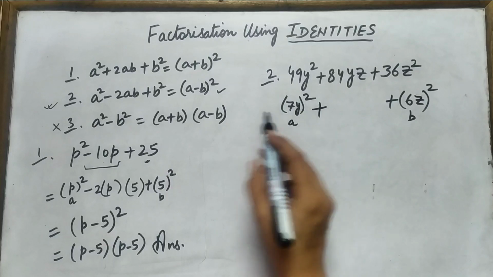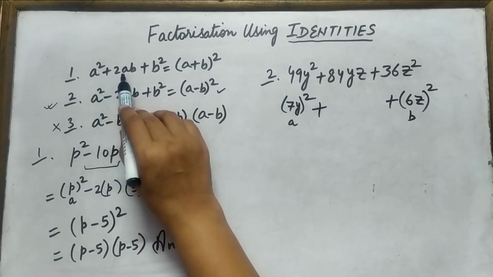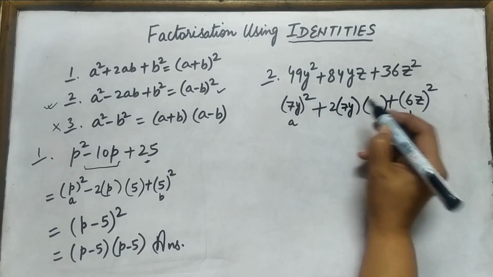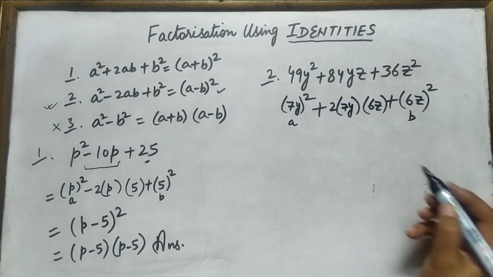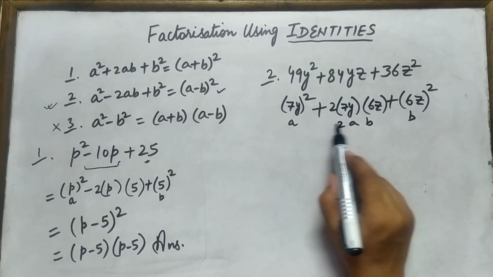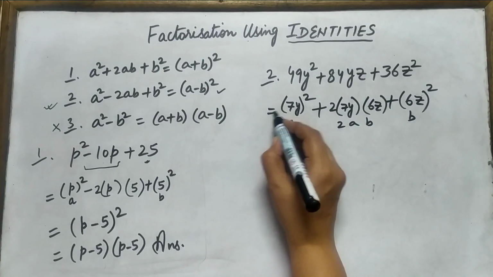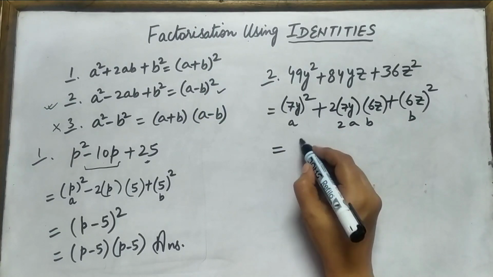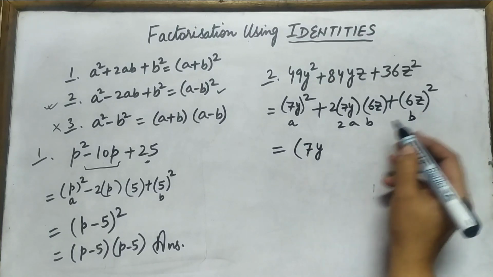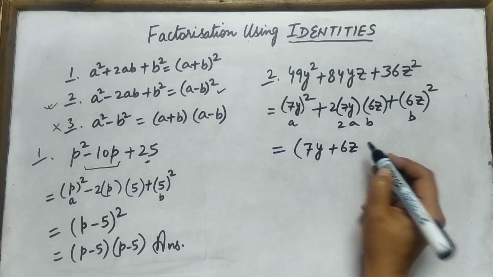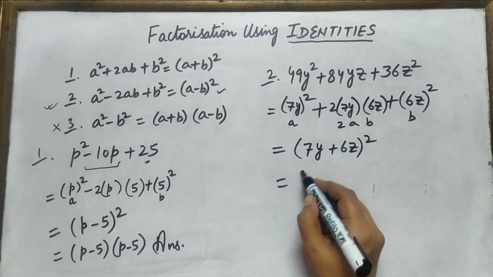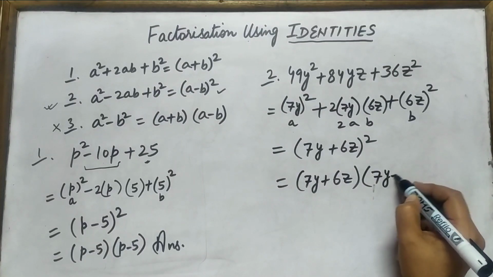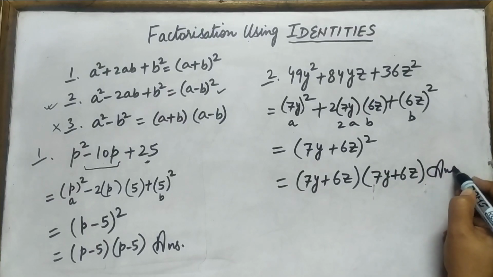The middle term is, according to identity, plus 2ab. 2ab. A is 7y. B is 6z. So we are having the formula a square plus 2ab plus b square. Therefore, the right hand side will be a plus b whole square. That is 7y is a and 6z is b, and whole square. Or we have the factors 7y plus 6z.